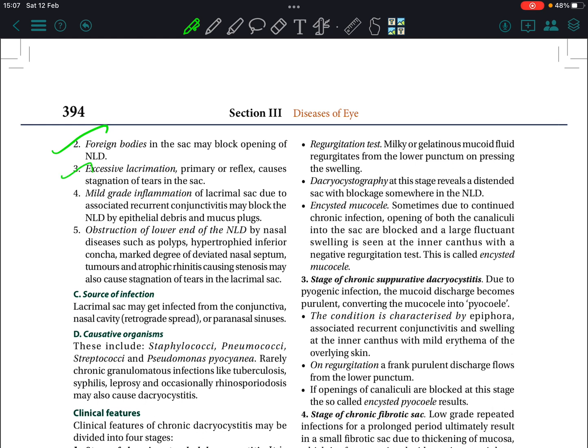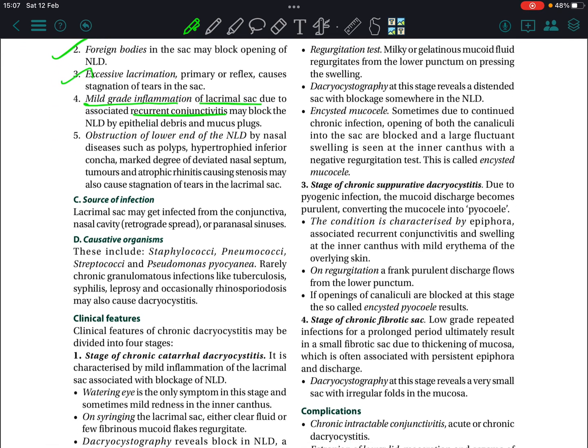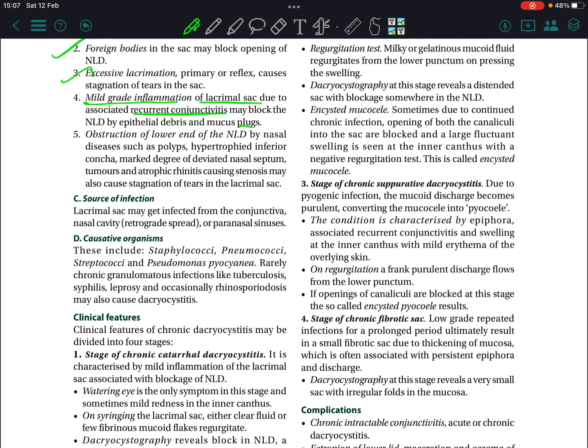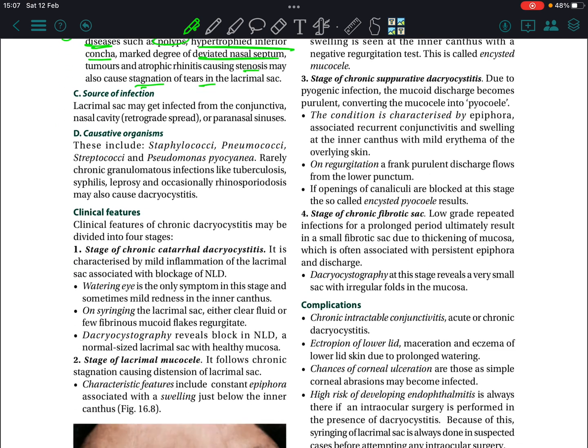Excessive lacrimation and mild grade inflammation of the lacrimal sac due to recurrent conjunctivitis may block the NLD by epithelial debris and mucous plugs. Then obstruction of the lower end of the NLD by nasal diseases such as polyps, hypertrophy of the inferior concha, marked degree of deviated nasal septum, nasal tumors and atrophic rhinitis causing stenosis may also cause stagnation of tears in the lacrimal sac.